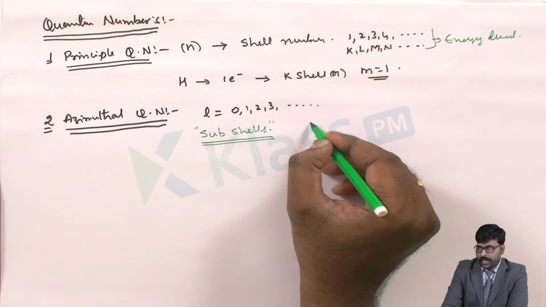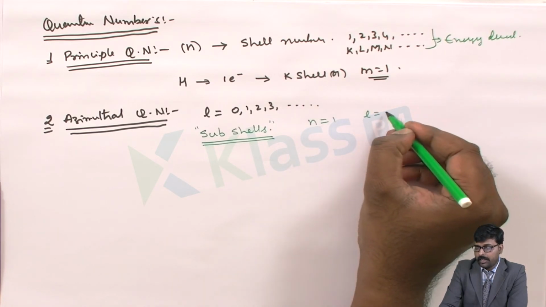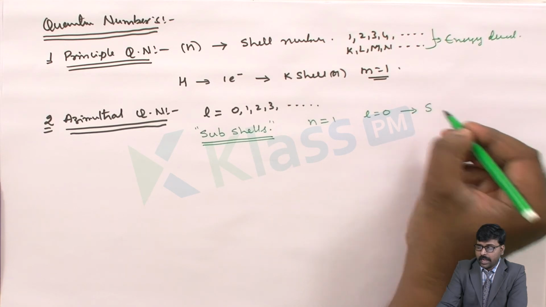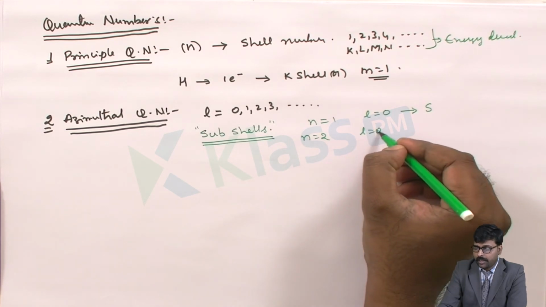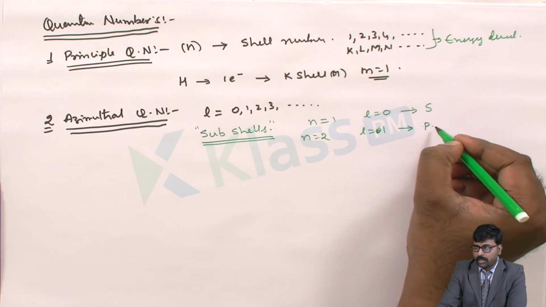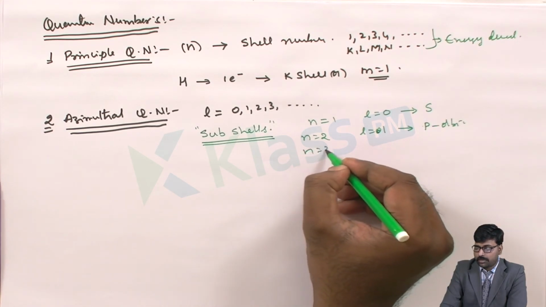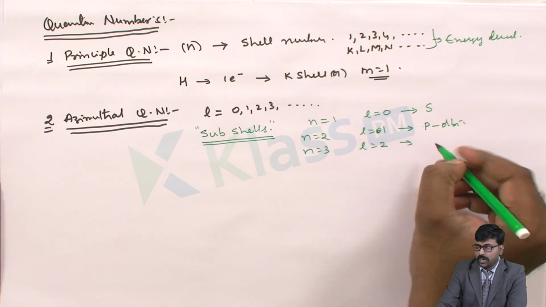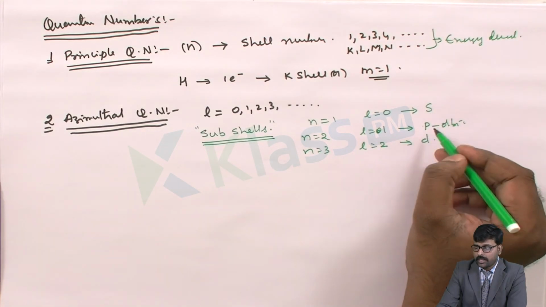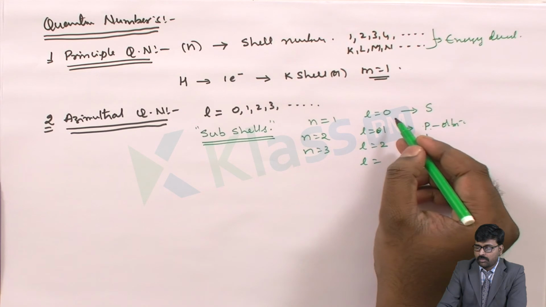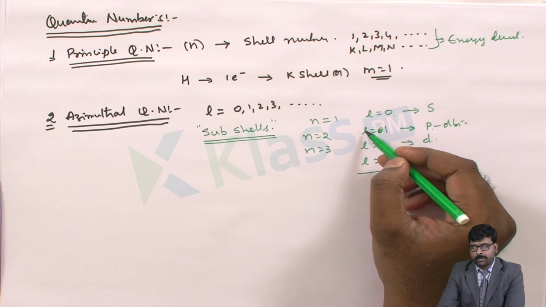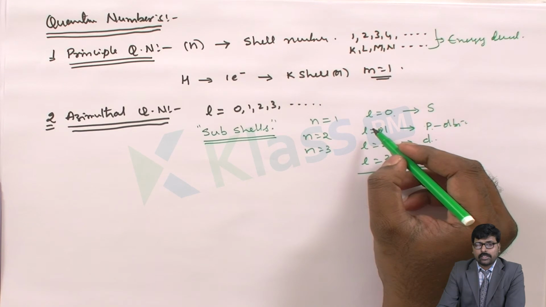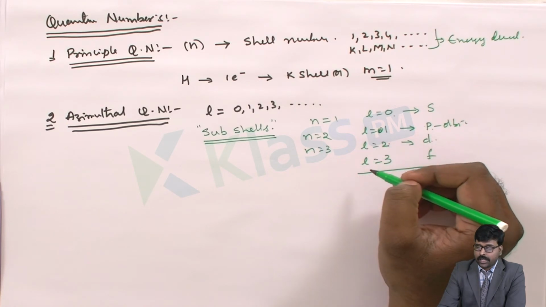When n is equal to 1, L would be 0. That denotes the s orbital. When n is equal to 2, the possibilities of L are 0 and 1, and L equal to 1 is the p orbital. When n is equal to 3, L can be 2, and that becomes the d. So s, p, d, f, that is L is equal to 0, 1, 2, 3. We can easily know by using the principal quantum number and azimuthal quantum number how many subshells are there in a shell, and how many electrons can be accommodated in these subshells.